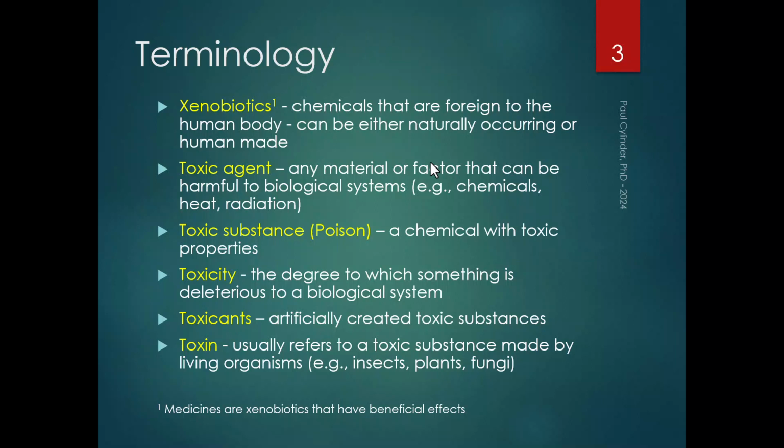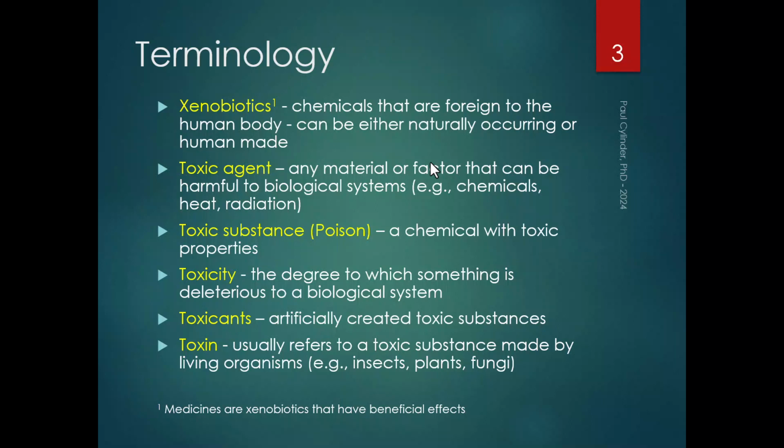Now, when we focus in on chemicals, we refer to toxic substances, or sometimes poisons. Those are chemicals that have toxic properties that are harmful to biological systems. Toxicity is simply the degree to which something is deleterious to the biological system. How toxic is it? Is it highly toxic? Is it moderately toxic? Every toxic substance has a different level of toxicity to human beings, and very often a different toxicity of the same chemical to other species.